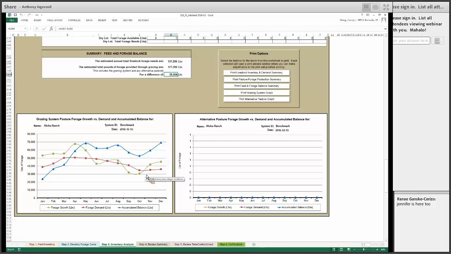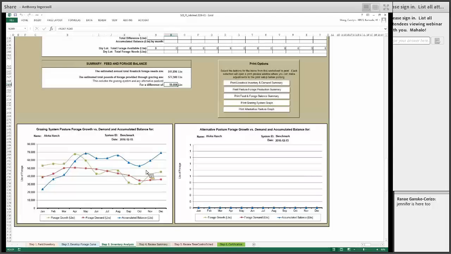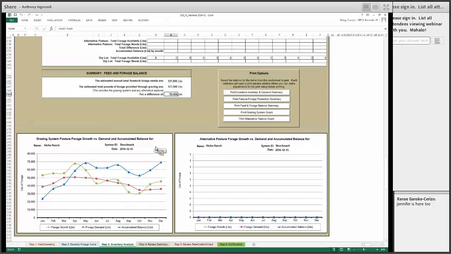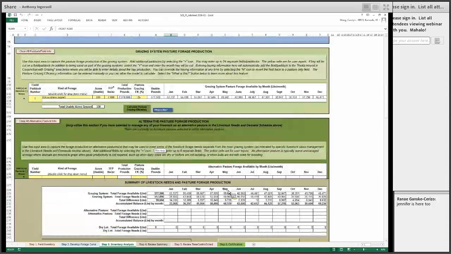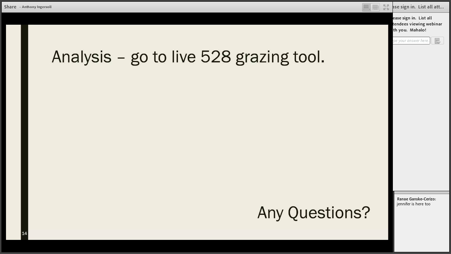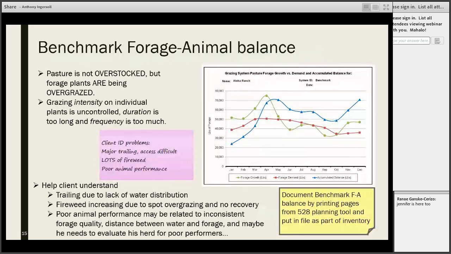Okay, so with that, we've done our benchmark forage animal balance. The model agrees with what we thought we saw out in the pasture. The pasture is slightly understocked or lightly stocked, and so let's go back to our PowerPoint. And I will take any questions at this point if anyone has any.